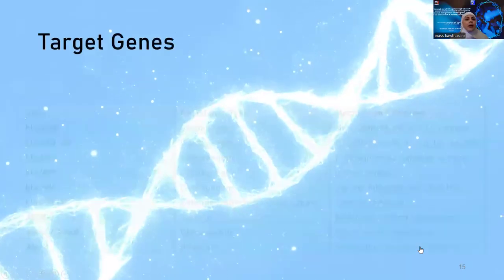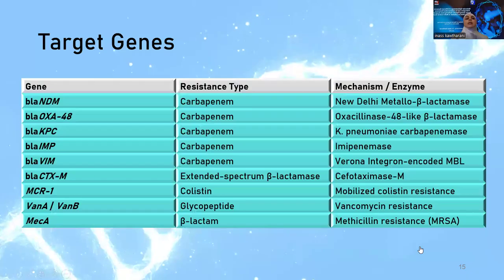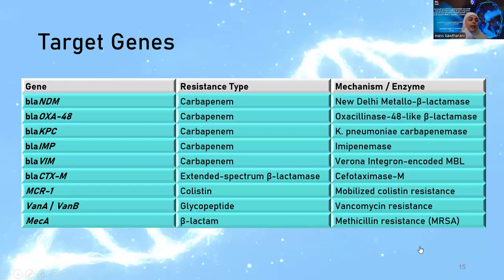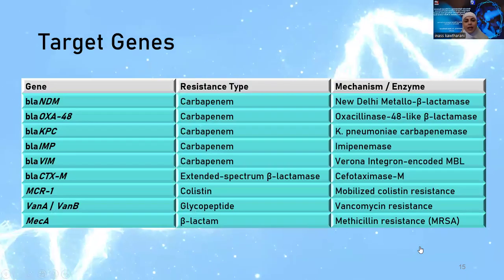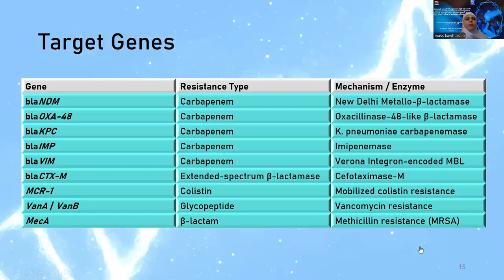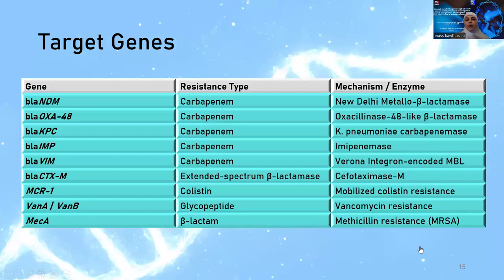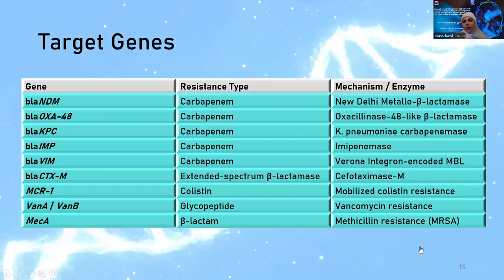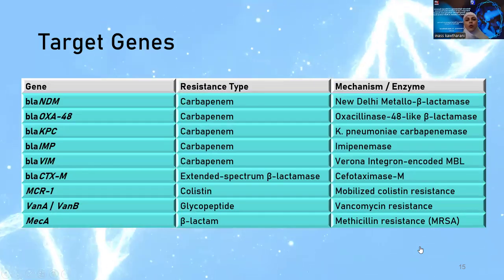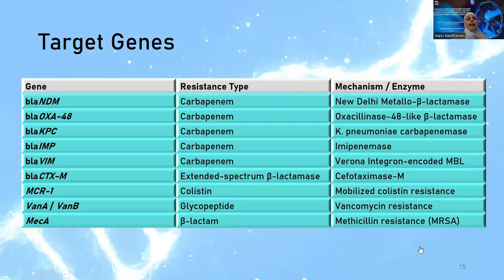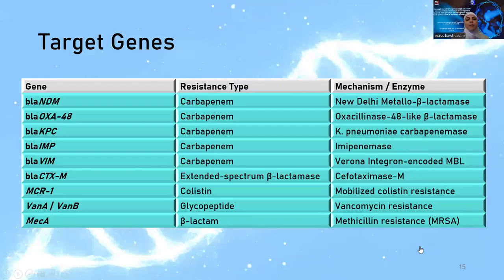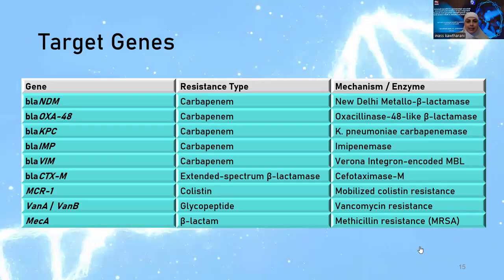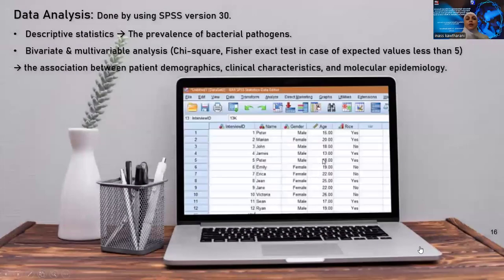And the panel targeted major resistance genes like blaNDM, OXA-48, blaKPC, blaIMP, blaVIM for carbapenem resistance, blaCTX-M for extended spectrum beta-lactamase, mcr-1 for colistin resistance, vanA and vanB for vancomycin resistance, and mecA for methicillin resistance. And after all laboratory procedures were completed, data were entered and analyzed using SPSS version 30.